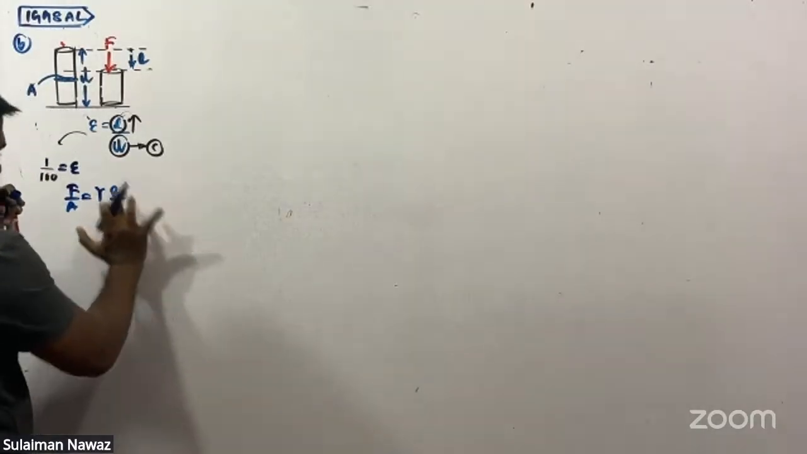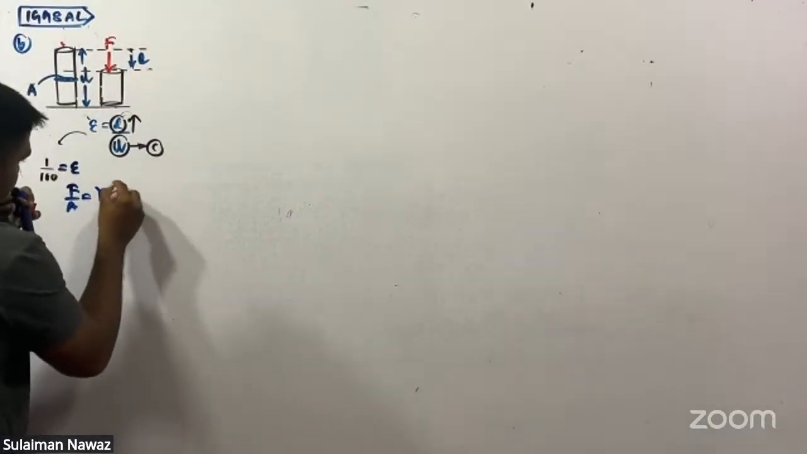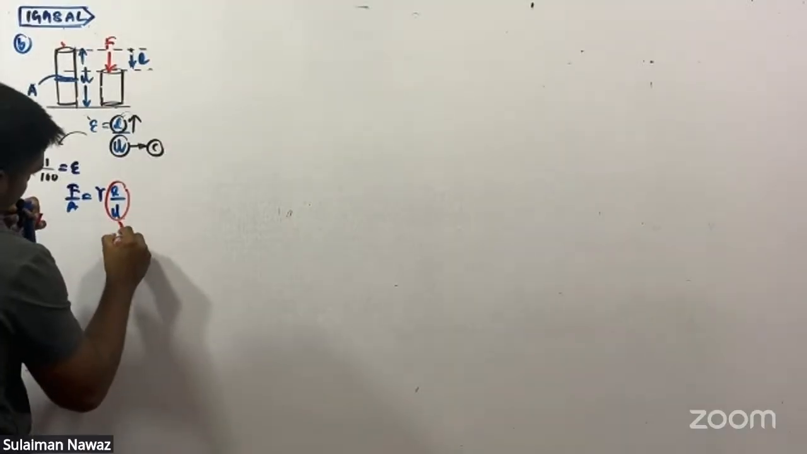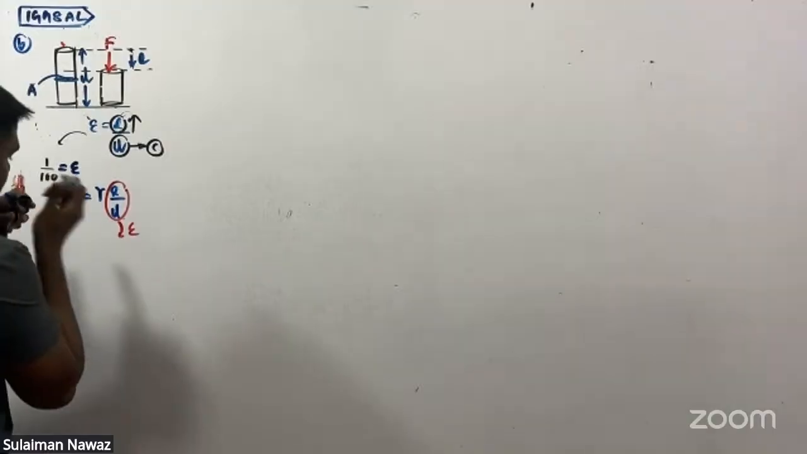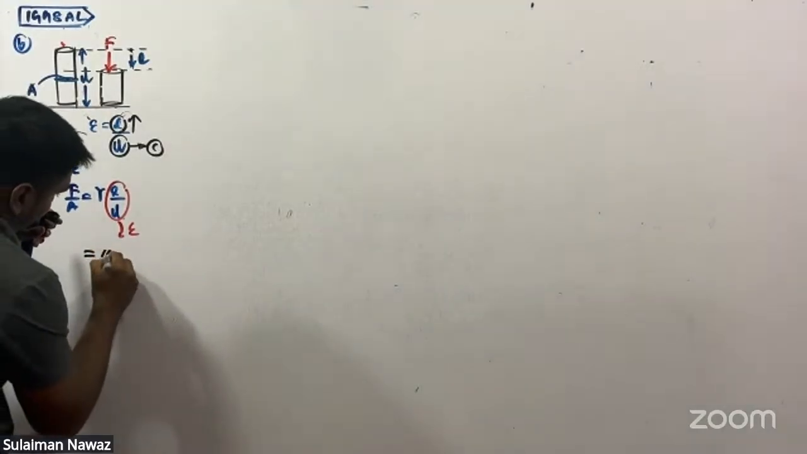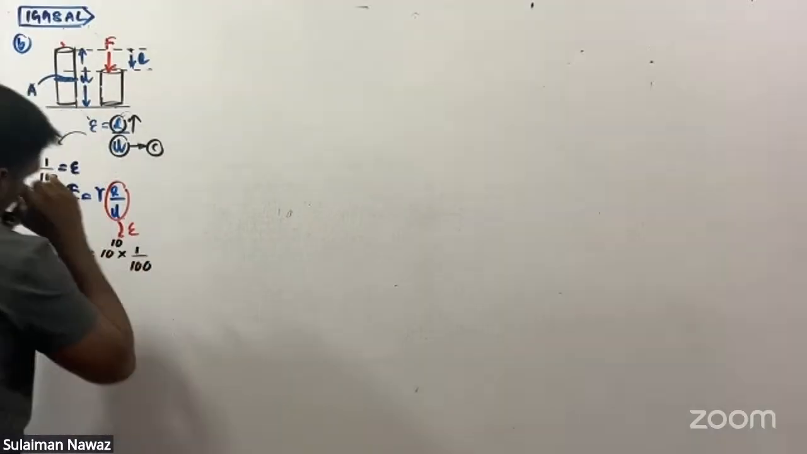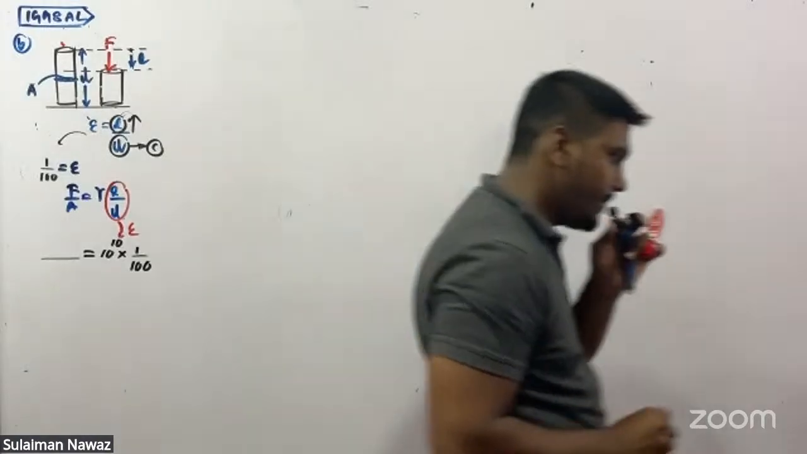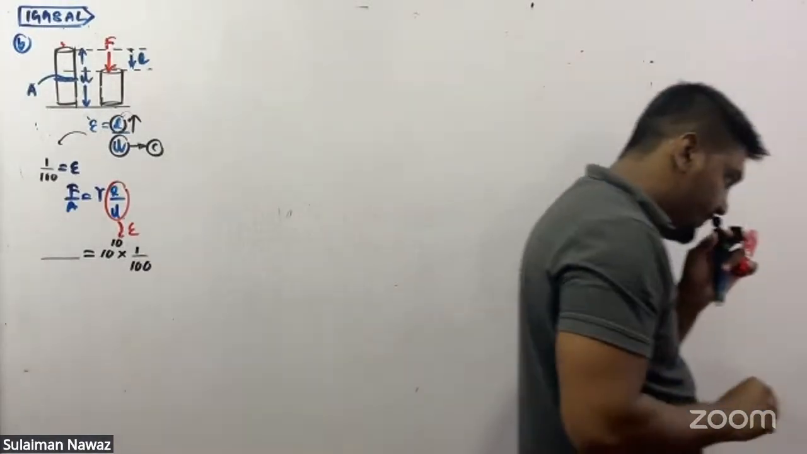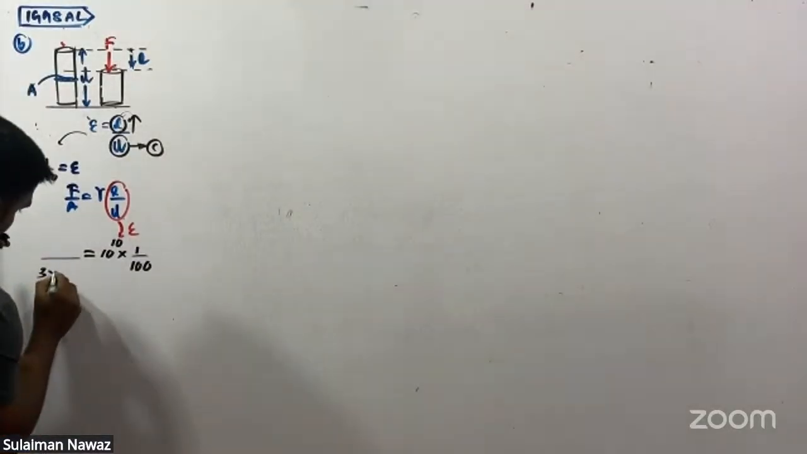We know that e over L is the strain. Am I correct? It is a strain, and that is 1 over 100. Young's modulus is 10 to the power 10, and the strain is 1 over 100. Then the cross sectional area, how much is it given as? It is 3 into 10 to the power minus 4.